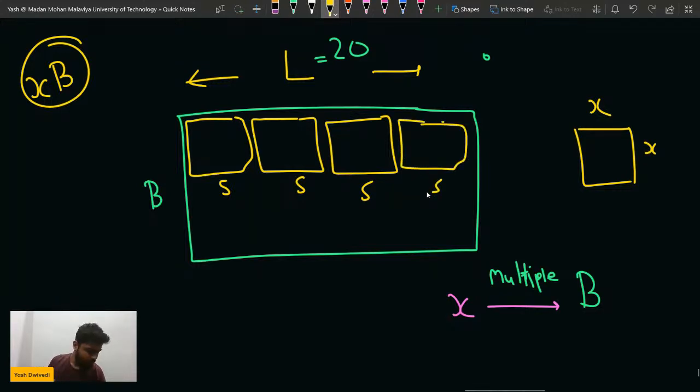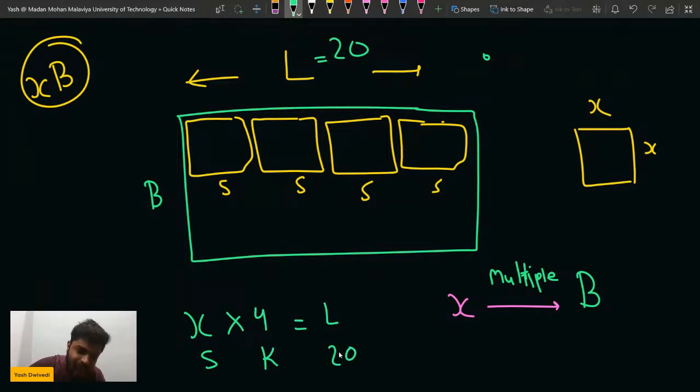Right, is that clear? What is K? K is the number of blocks now. If x is 5, then I would require 4 blocks now, such that it is equal to L, that is 20 now. Basically k is a random number that we don't need to think about right now, but this k is the number of blocks if I have to make the length as 20. So I need 4 blocks of this particular length, right?